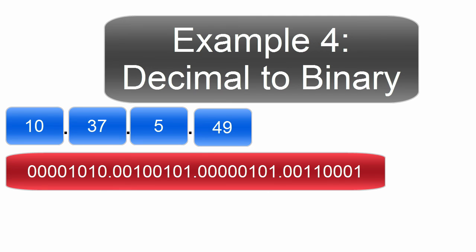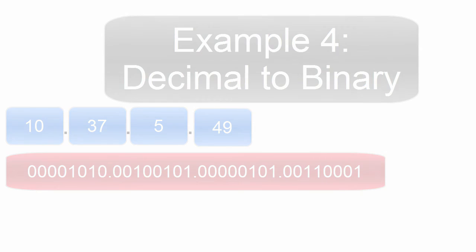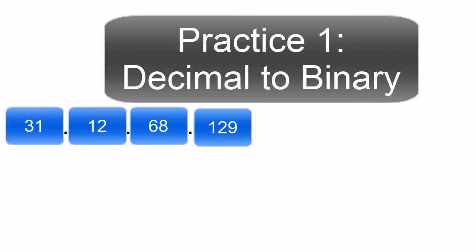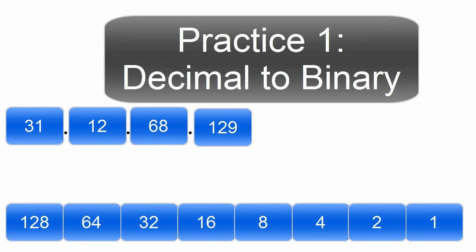Okay, so I feel pretty confident that you guys have a good grasp on this and are ready to try one on your own. So I'm going to give you an IPv4 address in decimal, and I'd like you to pause the video, work out the binary, open up Notepad, scrap paper, whatever you need to do, and then once you've come up with your answer, unpause it and see how you did. So I'm going to give you 31.12.68.129, and go ahead and pause and work through that.